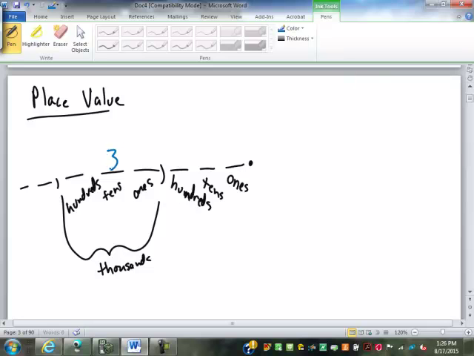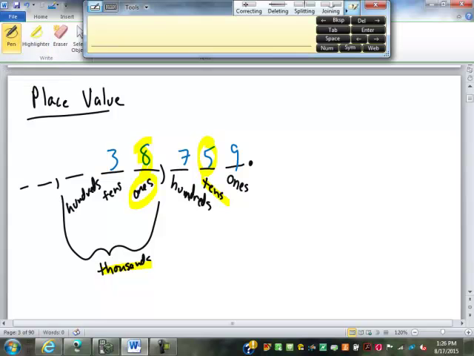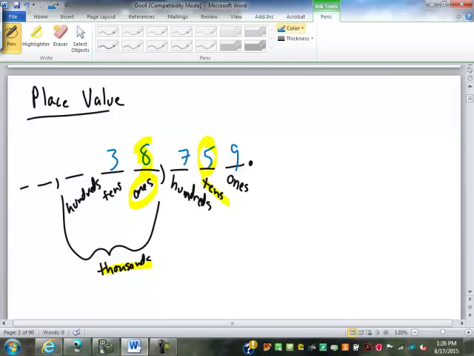For example, if I wanted to name the 8 here, it's in the 1,000s place value. Or the 5 is just in the tens place value. Now those place values come into play in a lot of things. In their purest form, it probably comes into play in rounding.